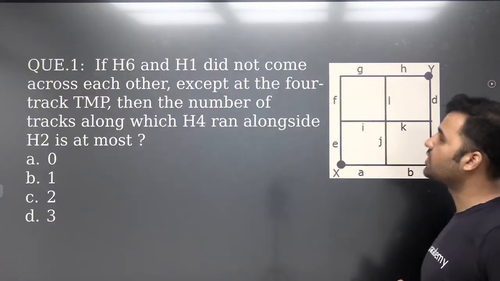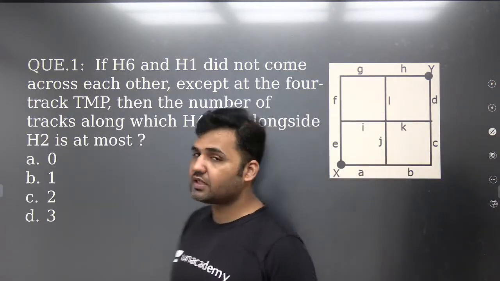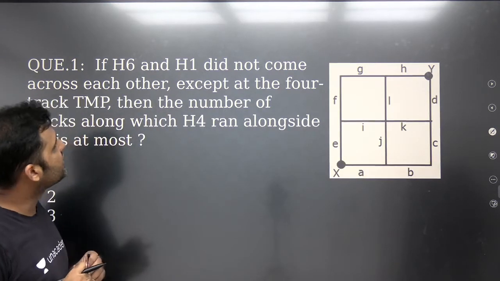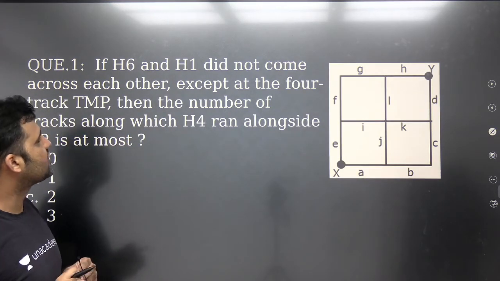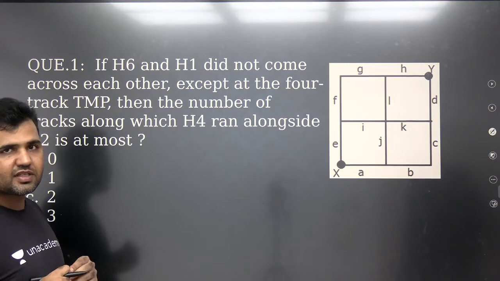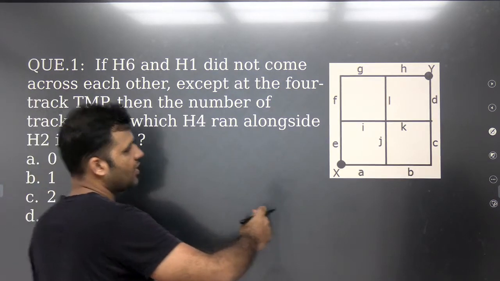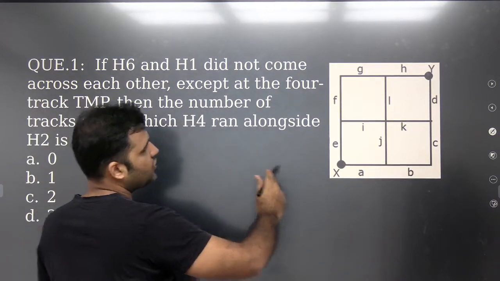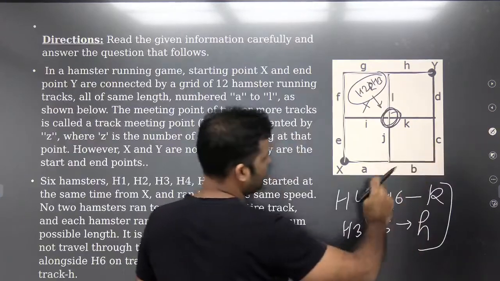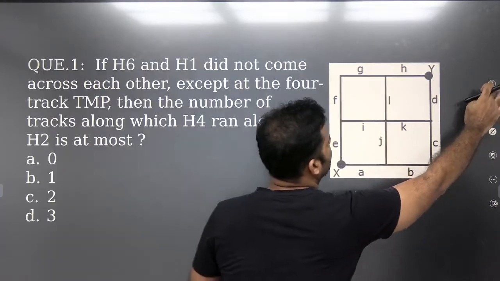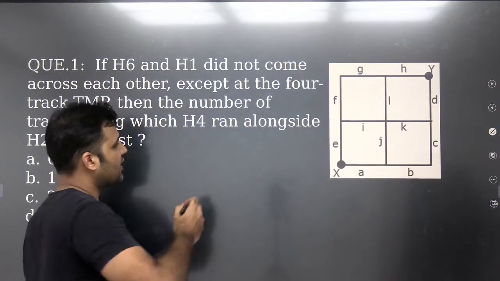Now let's go to the question. What is the question saying? Question number 1 says, if H6 and H1 did not come across each other. Okay. Now let's first write down the possibilities. We already know that H2 and H3 are not running through this point. So what are the possible tracks for H2 and H3?